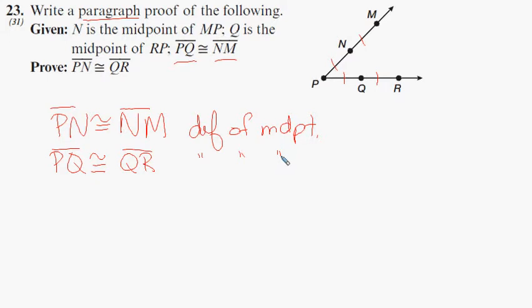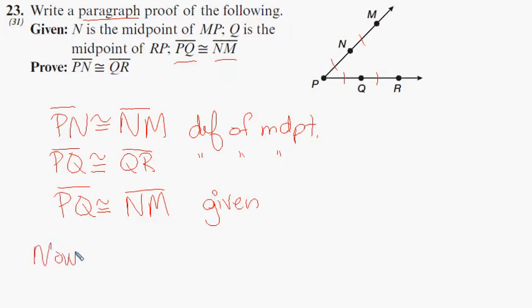All right, now we can say that PQ is congruent to NM. Okay, that's kind of redundant, but I'm going to call that the given because, and maybe that should have been written first, but I want you to see where we're going with this in the final statement, because now we can say, now PN is congruent to QR by the transitive property, okay?